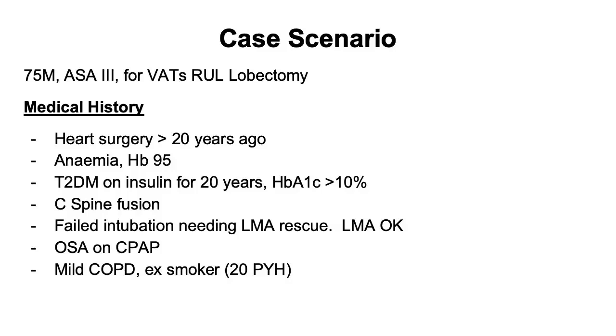We'll start with a case scenario. So this will lead into the preoperative assessment discussion. We see a 75-year-old male, ASA3, for right upper lobectomy, with ischemic heart disease, anemia, type 2 diabetes, OSA, mild COPD. So a very standard thoracic patient with complex medical issues. But here we've also got the factor of a difficult airway. This patient had a C-spine fusion, had a failed intubation, and that required an LMA rescue. He had, however, more reassuringly, no issues using a classic 5 laryngeal mask.